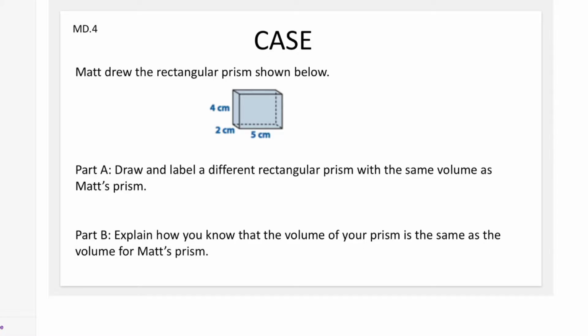I'm going to be doing a case problem. The first thing I'm going to do is chunk. Chunking means reading the word problem carefully and finding the most important parts. So I'm going to start with Matt drew the rectangular prism shown below.